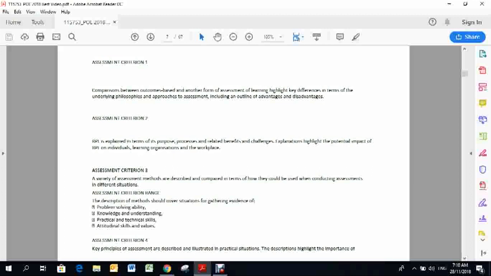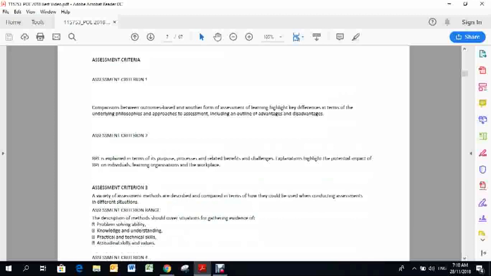In simpler terms, we are supposed to pick any other form of learning that is not outcomes-based assessment. And then we compare and we look at the key differences in terms of the approaches and the assessment, including the disadvantages and advantages. So we'll see that as we go down. But yes, the learner needs to know that all that they are learning is indicated here.